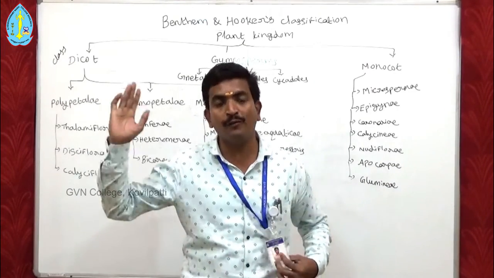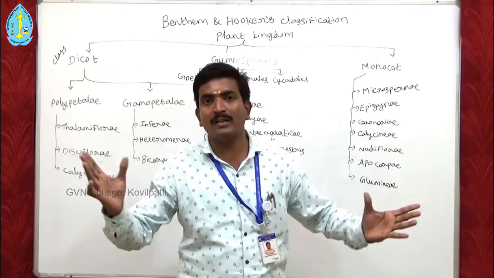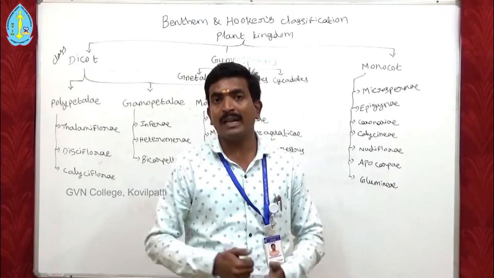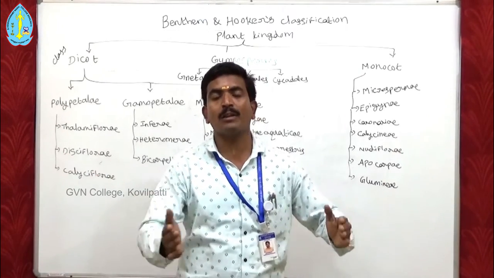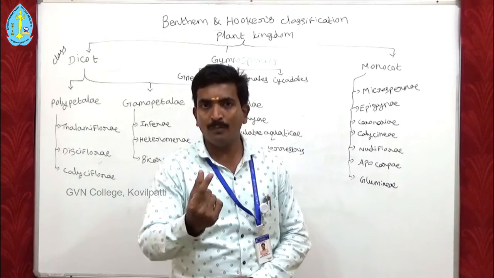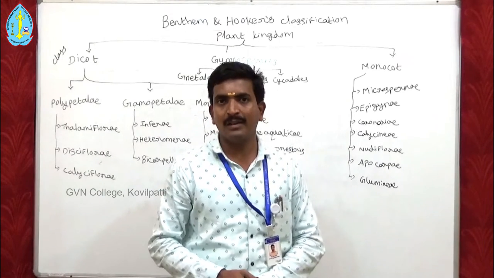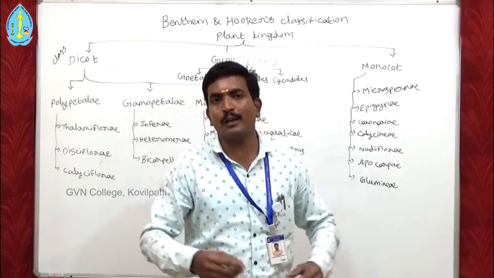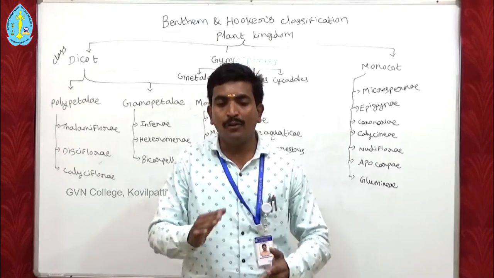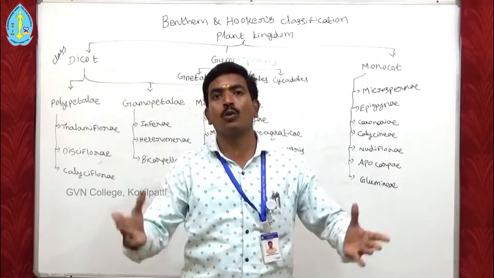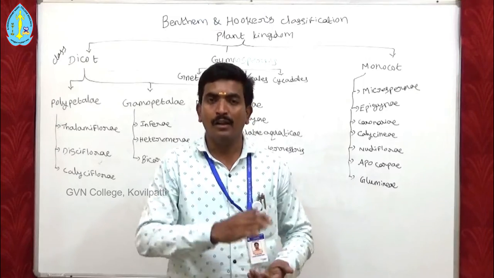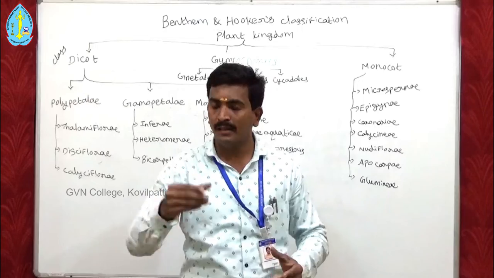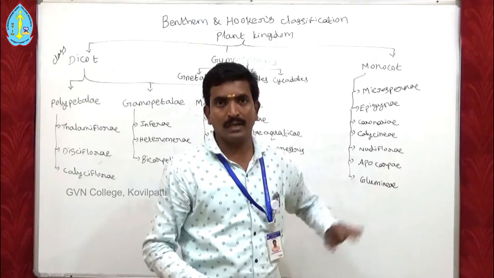You can simply assume that Cocos nucifera, the coconut, does not contain side branches, so it comes under monocot. Borassus flabellifer, the palmyra, also. Bauhinia, it contains so many branches, so it comes under dicot. Even a small plant, Ocimum sanctum, holy basil, contains so many branches, so it is a dicot. And grasses do not contain side branches, so they come under monocot. If we cut the main stem and the plant does not grow, that plant comes under monocotyledon. And if we cut the main stem and the plant grows from the side nodal region, that plant is put into dicot. Okay, right.